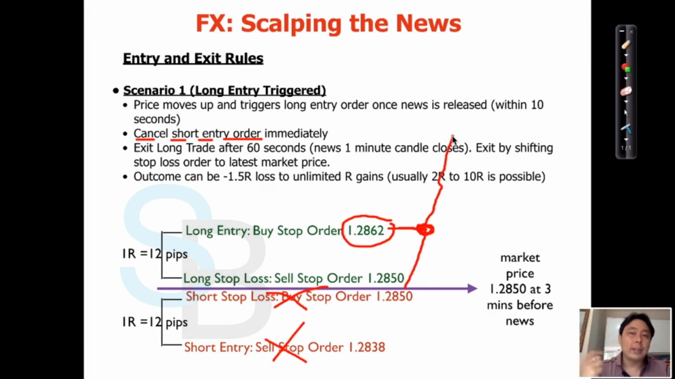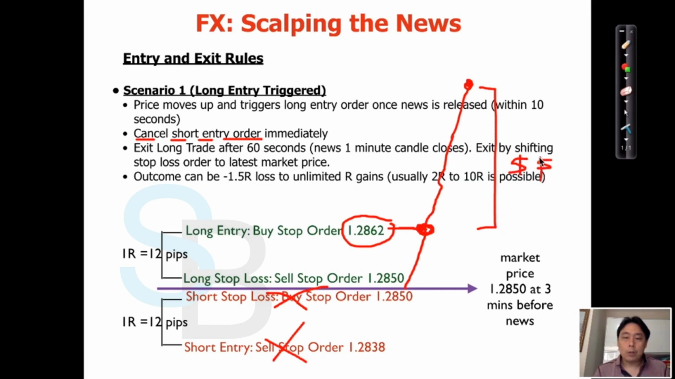So when do you exit the trade? I'm looking at 1 minute candles. The moment the 1 minute candle closes, that means 1 minute is over, right? So if the news is released at 9:30 and at 9:31 the 1 minute candle closes, I look to exit. So how do I exit the trade? Say in 1 minute, the price is now all the way up here. So these are all the profits that I am sitting on.